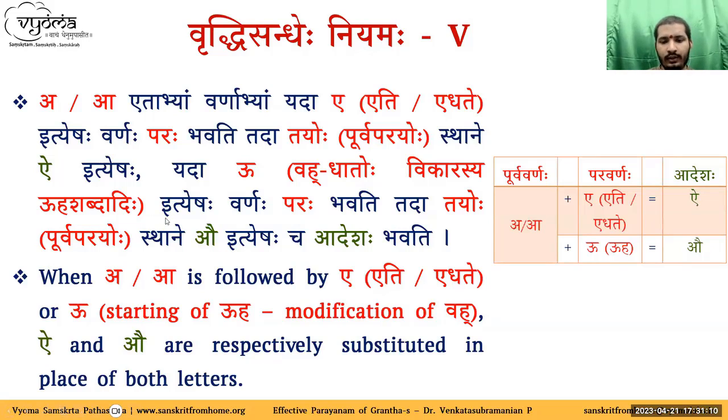When a or aa is followed by e, which is the starting letter of eti or edhate, or if it is followed by u, which is the starting letter of uha, the word uha being a modification of the dhatu vah, then ai and au are respectively substituted in the place of both of these letters. That is a or aa, which is the purvavarna, and the paravarna e or u.